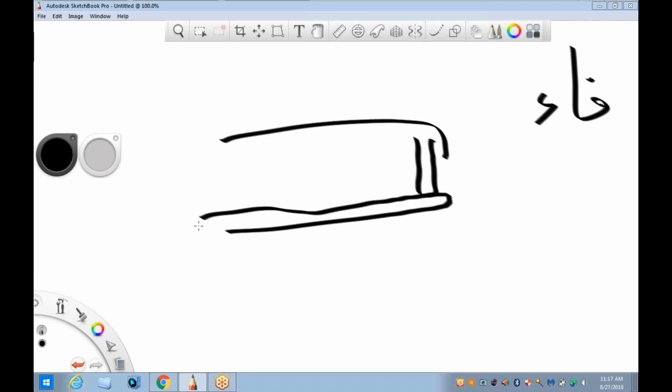طرف الثنايا وطرف اللسان. طرف الثنايا, the front teeth, or طرف اللسان, the tip of the tongue. طرف means the tip. Now, you call this word طرف. We mentioned there's only one letter in this makhraj. No, I'm sorry. Pardon me. I made a mistake here. Pardon me for what I said.